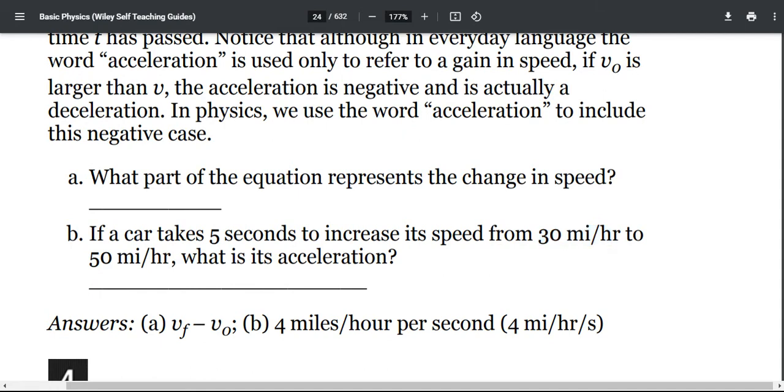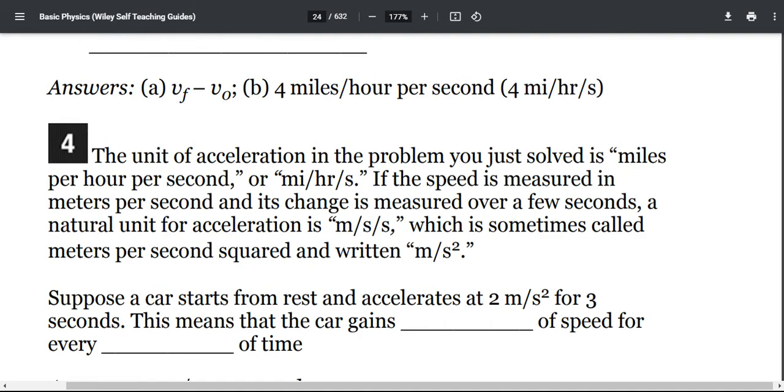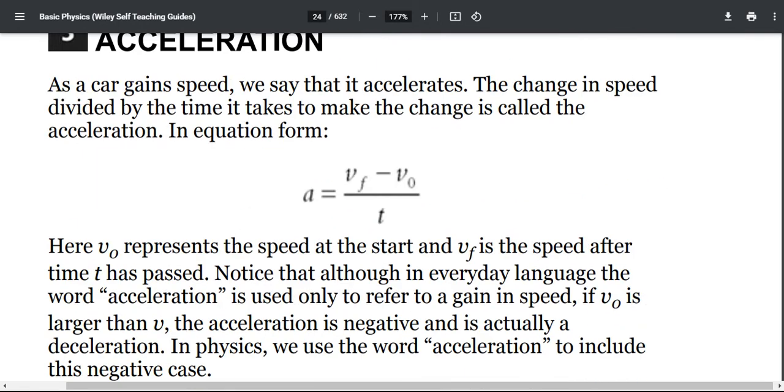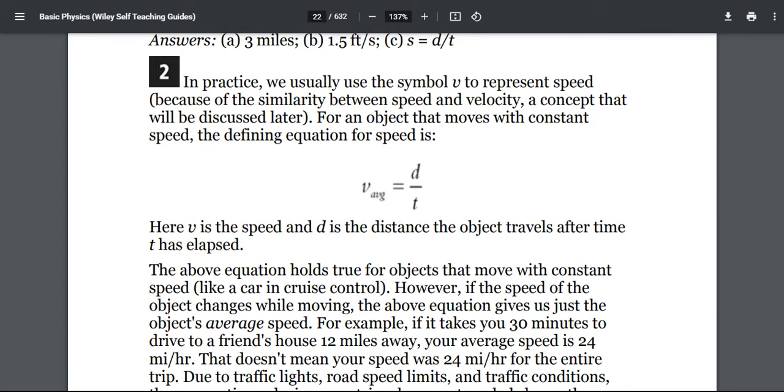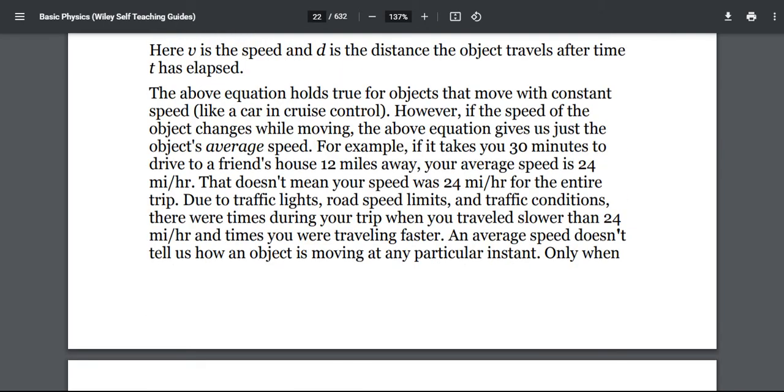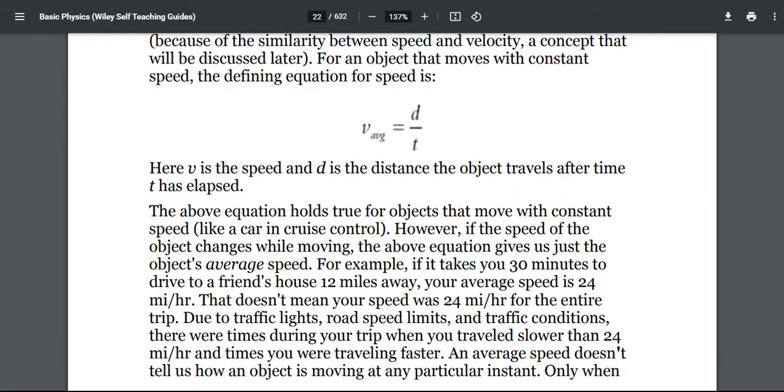Now let's rewind and summarize. Today we learned that speed is defined as the distance traveled divided by the time of travel, and for an object that moves with constant speed, the defining equation for speed is v average equal to d divided by t. Average speed doesn't tell us how an object is moving at any particular instant. V equal to d divided by t holds true for an object that moves with constant speed, like a car in cruise control. And the second thing we learned is acceleration.